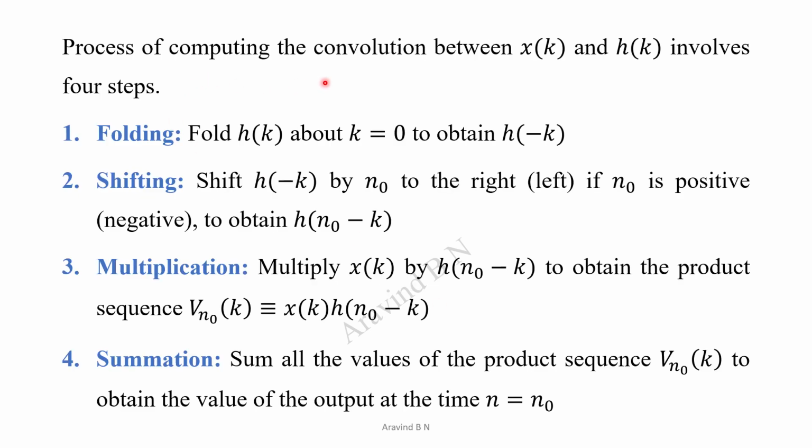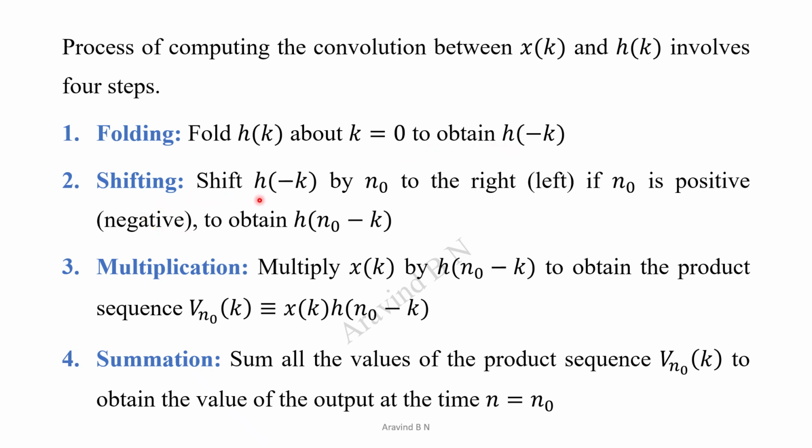See, the process of computing the convolution between the sequences x of k and h of k involves four steps. First one, folding. Second, shifting. Third one, multiplication. And the fourth step is summation. In the folding, fold the sequence h of k about k is equal to 0. That is, with respect to the origin, we are performing the folding operation. After that, we are going to get the sequence h of minus k.